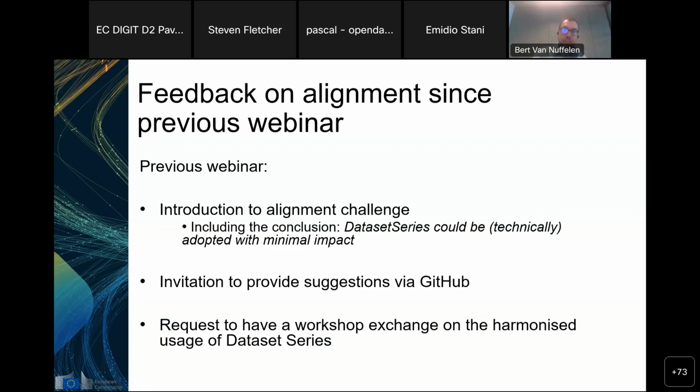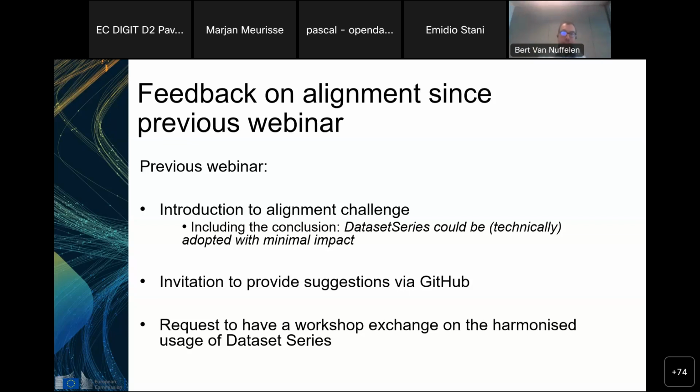Coming back to November, in our previous webinar we introduced what was available in DCAT 3 to the community, and based on that, we provided some alignment possibilities. One of the conclusions was that, purely technically, dataset series could be adopted with minimal impact. But there is of course a big difference between technical adoption and doing it in a harmonized way, and that is what today's webinar is about.